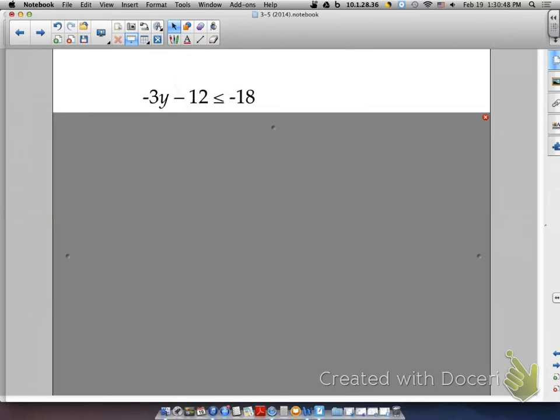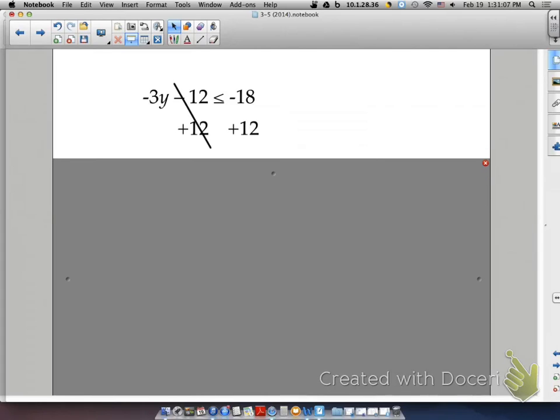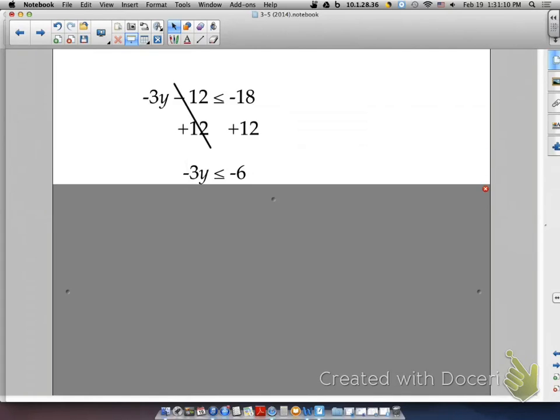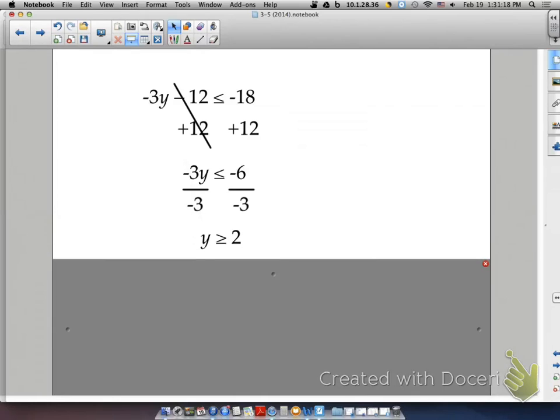What should I do here, Annie? You would add 12 to both sides. I would add 12 to both sides, okay? So you would have negative 3y is less than or equal to negative 6. And then you would divide by negative 3, and you would get y is greater than or equal to 2. Good. I'm glad you remembered to switch. So y is greater than or equal to 2. Good job. And how do I write this in set builder notation?